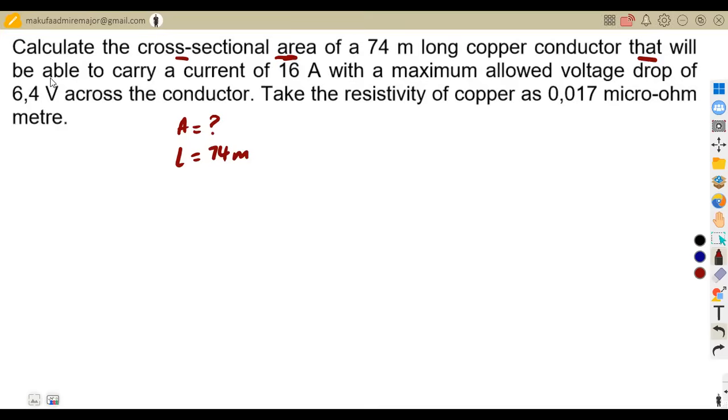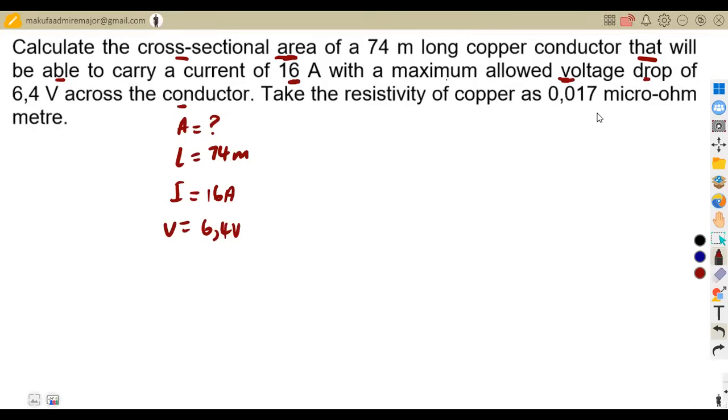Take note, the conductor will be able to carry a current of 16 amps, with a maximum allowable voltage drop of 6.4 volts across the conductor. So we also have the voltage across the conductor of 6.4 volts.